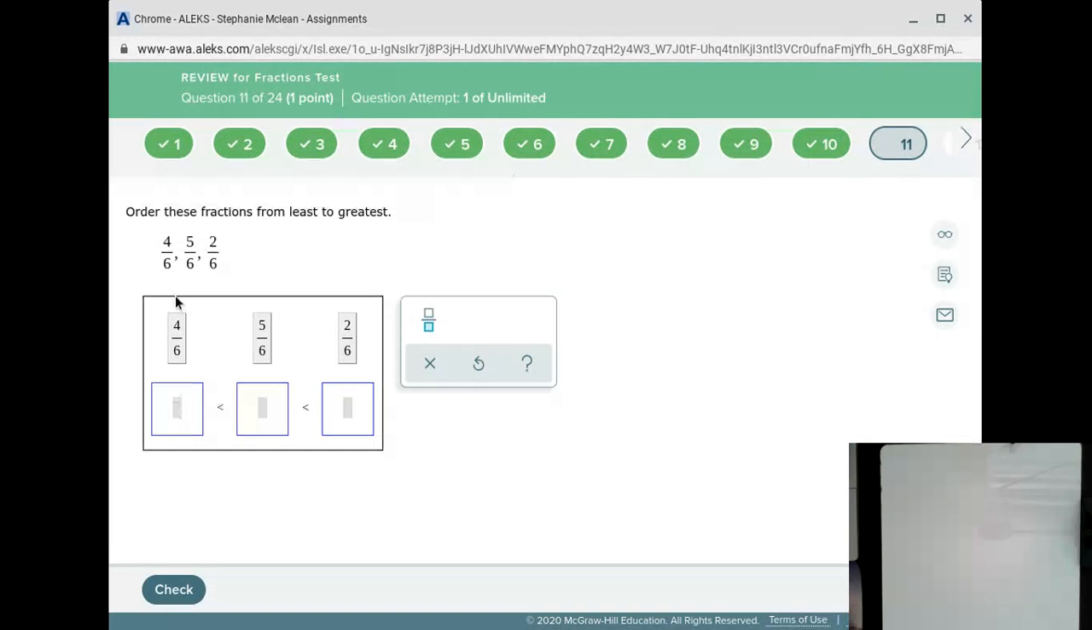So this one again, look, they all have the same denominator, the same number on the bottom. So we can go from the smallest number on top to the biggest number on top. The smallest number is the smallest slice of pie, 2/6. And then the biggest slice of pie is 5/6, and then 4/6 in the middle.